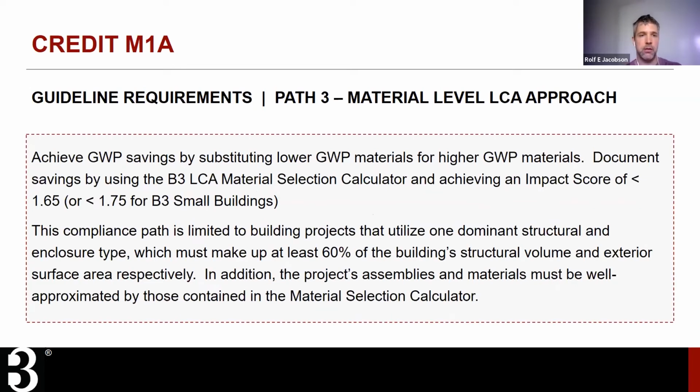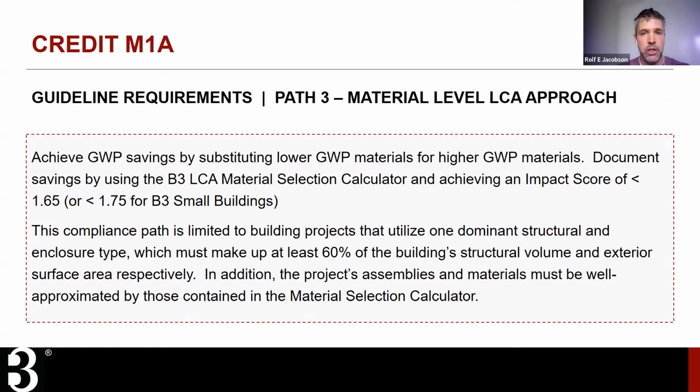For path 3, the requirement is to use this little calculator tool. It's called the B3 LCA Material Selection Calculator, and it gives you a score depending on the different material types you select from the drop-down menus. For most B3 projects, you've got to get a score less than 1.65. If you have a B3 small buildings project, we are really trying to help those small buildings use this path, so we've increased that requirement a little bit, up to 1.75. So if you fall below that and you've got a B3 small building, you can pass.